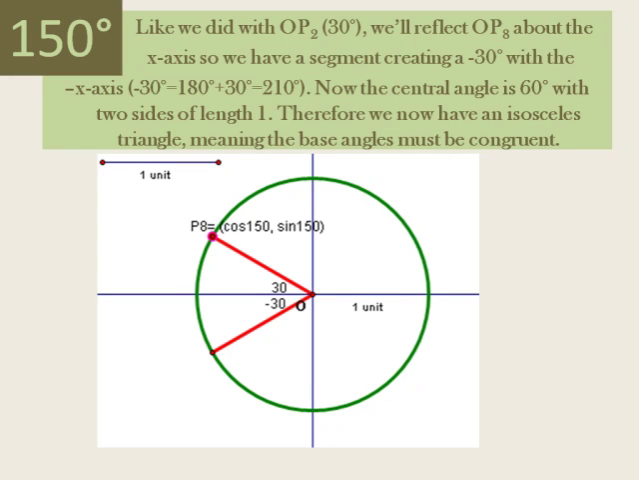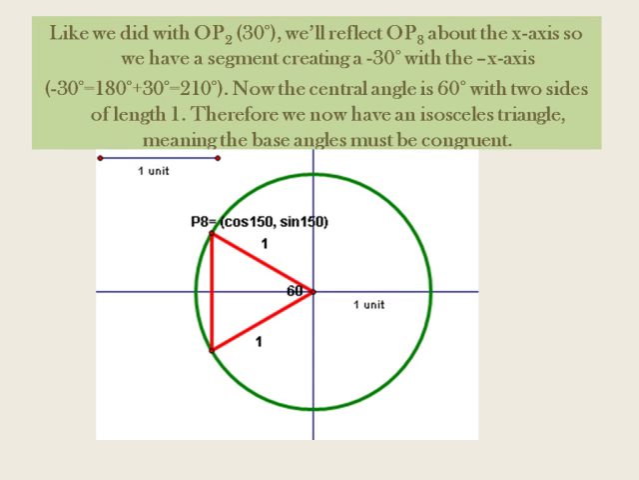which was for 30 degrees, will reflect OP8 about the x-axis, so we have a segment creating a negative 30 degree angle from the negative x-axis. Now the central angle is 60 degrees with two sides of length 1. Therefore, we now have an isosceles triangle, meaning the base angles must be congruent.